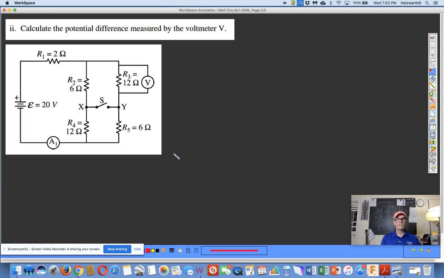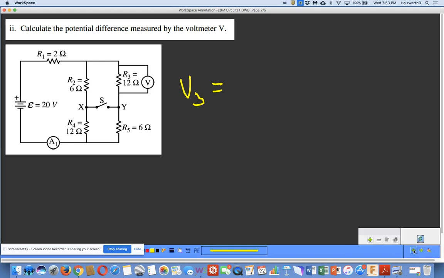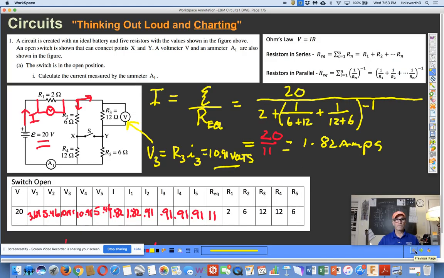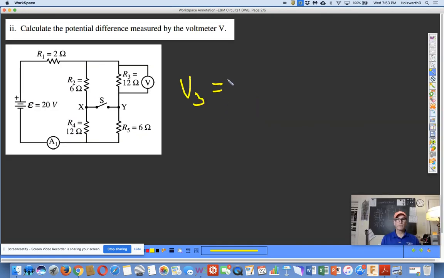Okay, calculate the potential difference measured by the voltmeter. Done. We did it. We calculated, and that was V3. And if I remember, I'm going to take a quick peek back at my chart. Okay, 10.91, right? All right, 10.91 volts. That's a drop in electrical potential energy at that 12 ohm resistor. It should make sense. The larger the resistance, the greater the dissipation of the electrical energy.